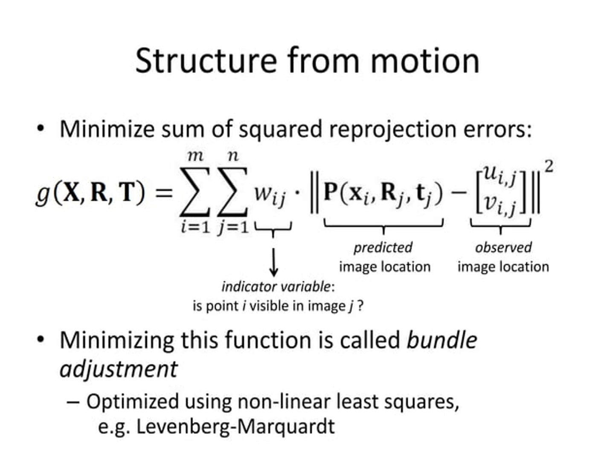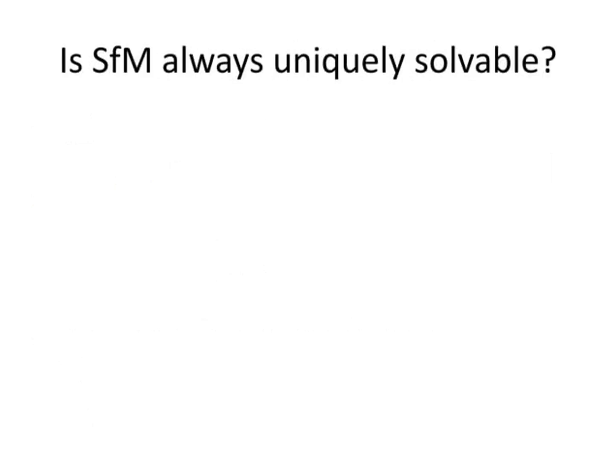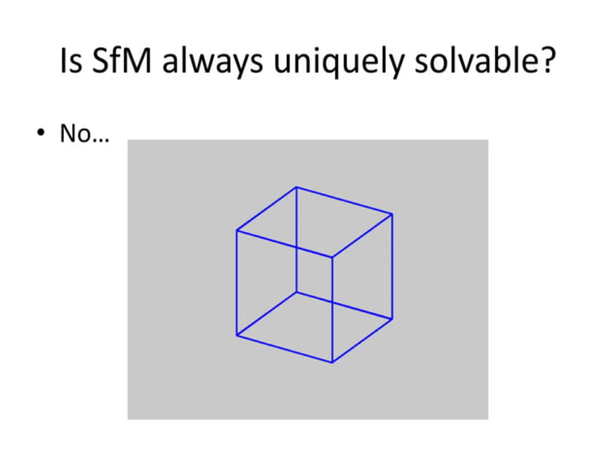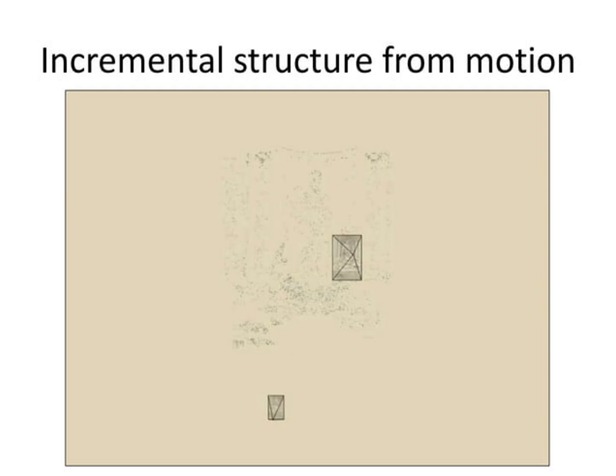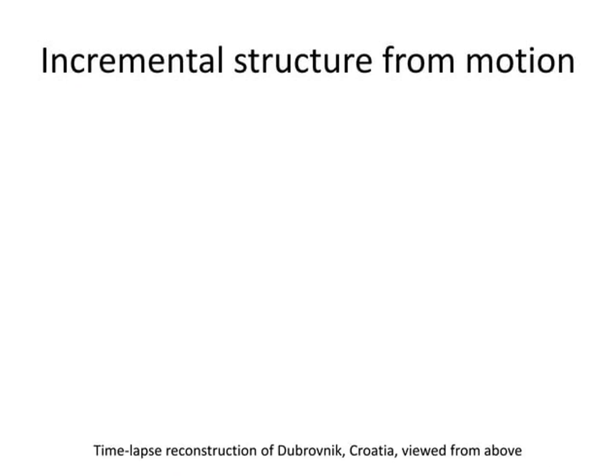So in structure from motion, we minimize the sum of squared reprojection errors. This equation shows that minimizing this function is called bundle adjustment, optimized using nonlinear least squares. That is an example of this. Is structure from motion always uniquely solvable? No. Then there is incremental structure from motion, where only these two views have been incremented.